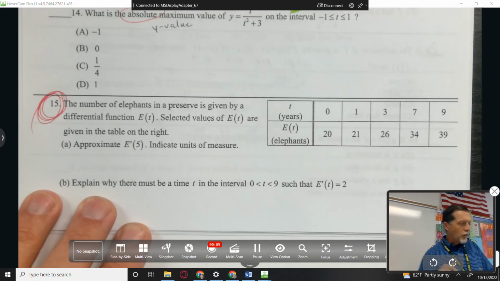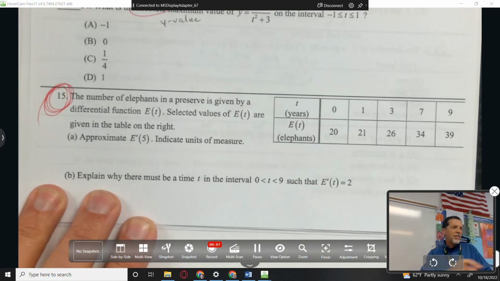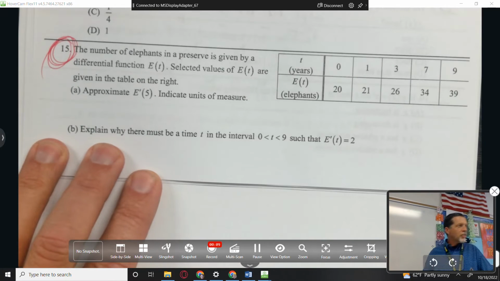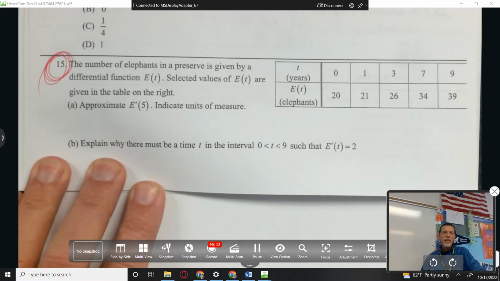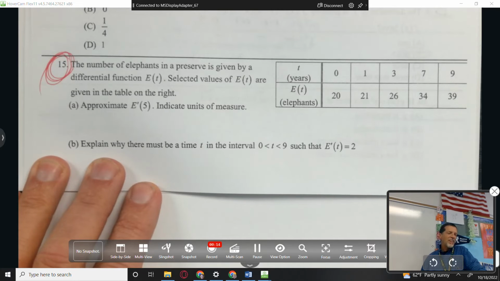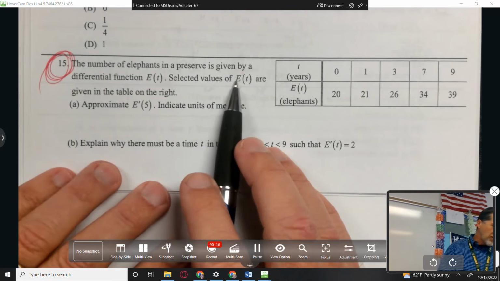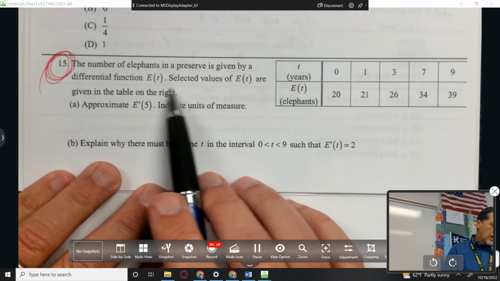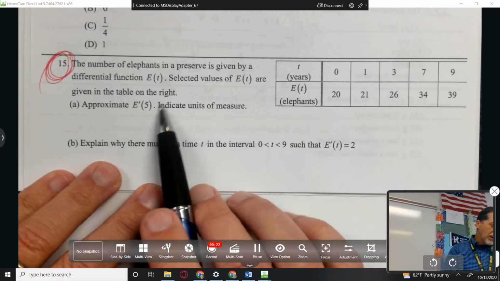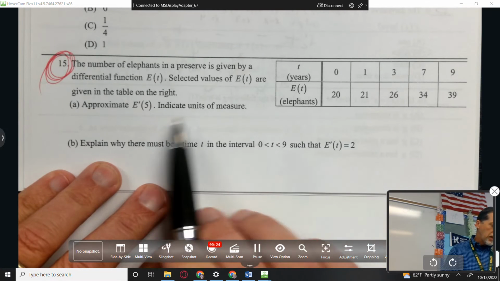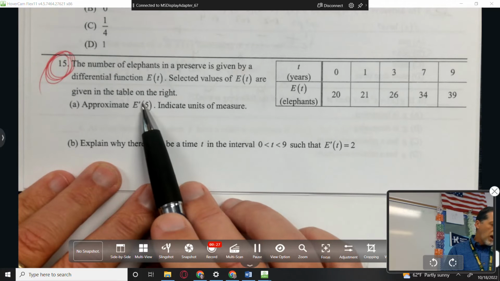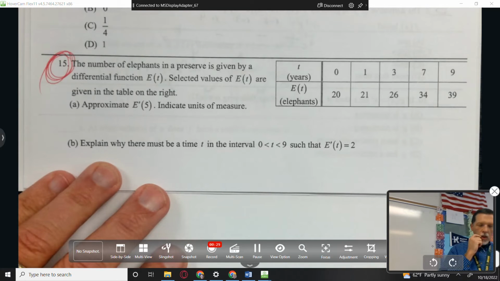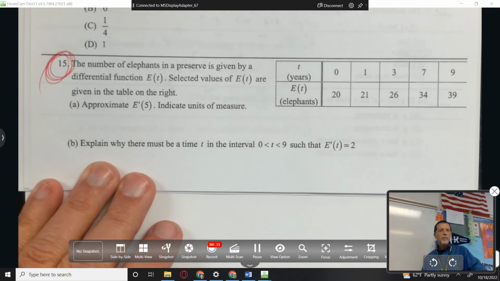We're looking at the review worksheet and doing the ones that I thought were helpful first, and then I'll take questions from the audience. Number 15. The number of elephants in a preserve is given by a differentiable function E of t. Selected values of E of t are given in the table to the right. Approximate E prime of 5. Indicate units of measure. Okay.